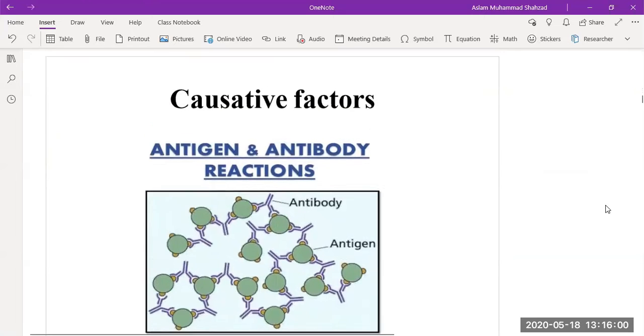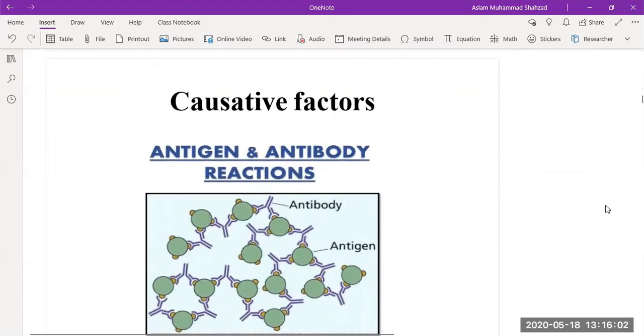It could be caused because of antigen antibody reactions. And what is an antigen? An antigen could be any toxic or any toxin, any drug. And if any toxic or chemical enters into the body, they produce antibodies, and then an antigen antibody reaction occurs, and that is another factor for inflammation.